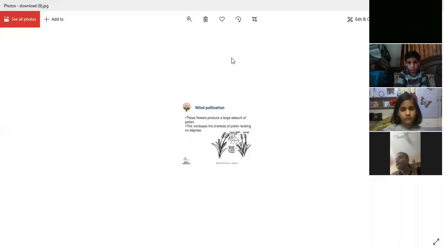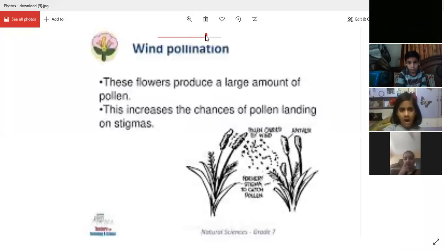So over here again I have shared one picture of the process of wind pollination. Now, what are the flowers that are included in wind pollination? There are different flowers which are suited for wind pollination. Now, what are the specifications or characteristics of those flowers? Two of them are written over here. These flowers produce a large amount of pollen. First of all, what do these flowers produce? A very large amount of pollen. And this increases the chances of pollen landing on stigmas.